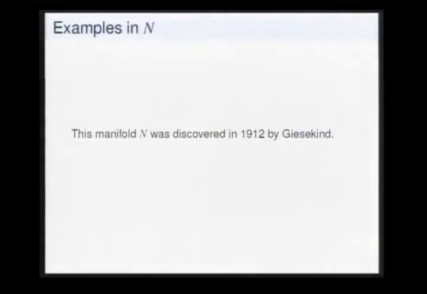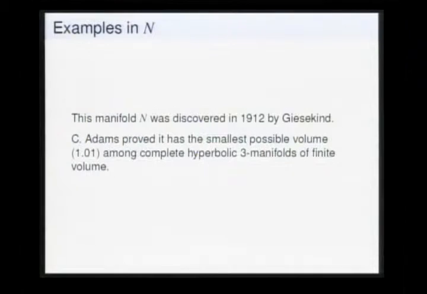This manifold N here was discovered by Gieseking in 1912. I don't think Thurston knew about this manifold because, I mean, he would have mentioned it. It's just so easy to come up with, and much easier than the way he introduced the figure 8 knot complement and obtained this hyperbolic structure. So I think he just didn't know about this. Adams proved that this has the smallest possible volume, approximately 1.01, among complete hyperbolic manifolds of finite volume. So the uniqueness theorem here is analogous to the theorem on the three-punctured sphere.